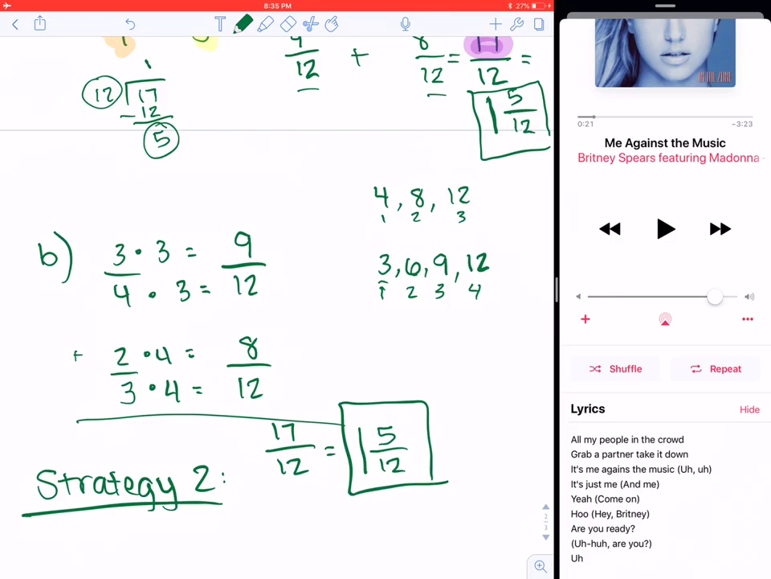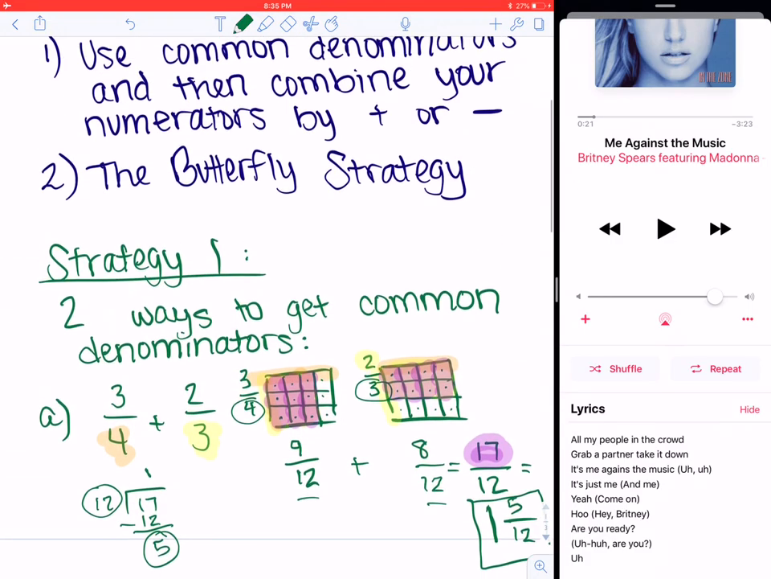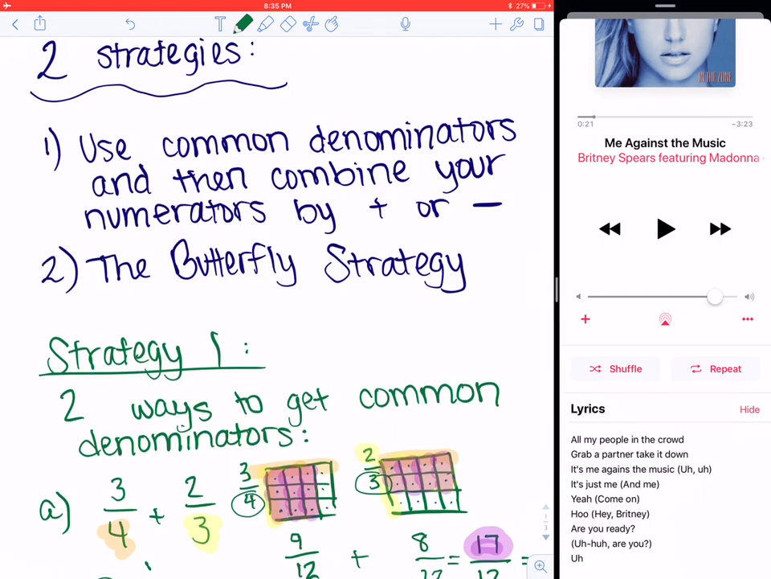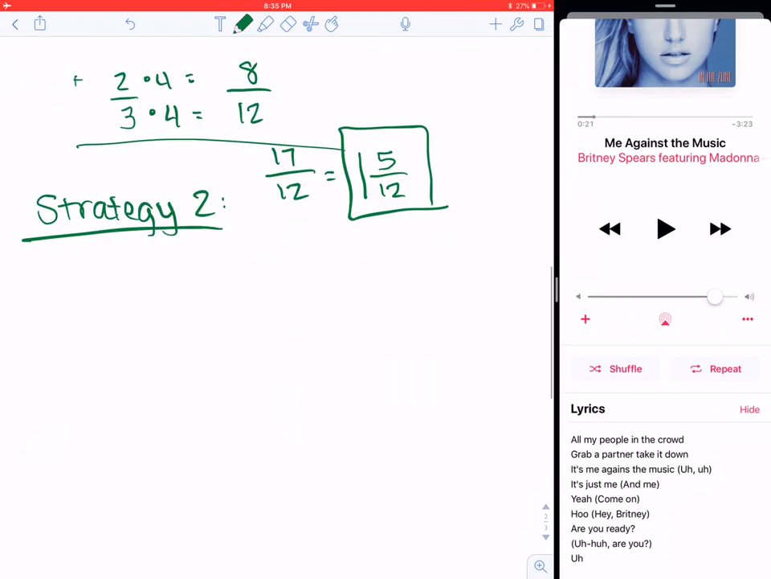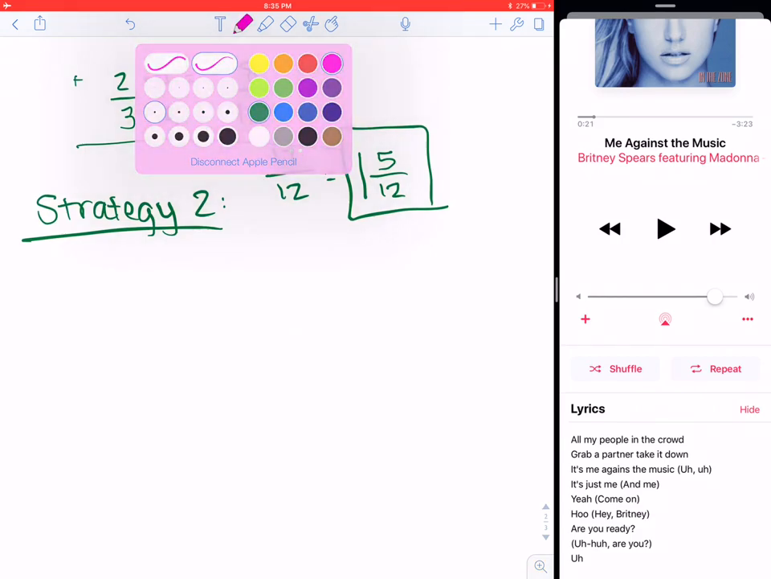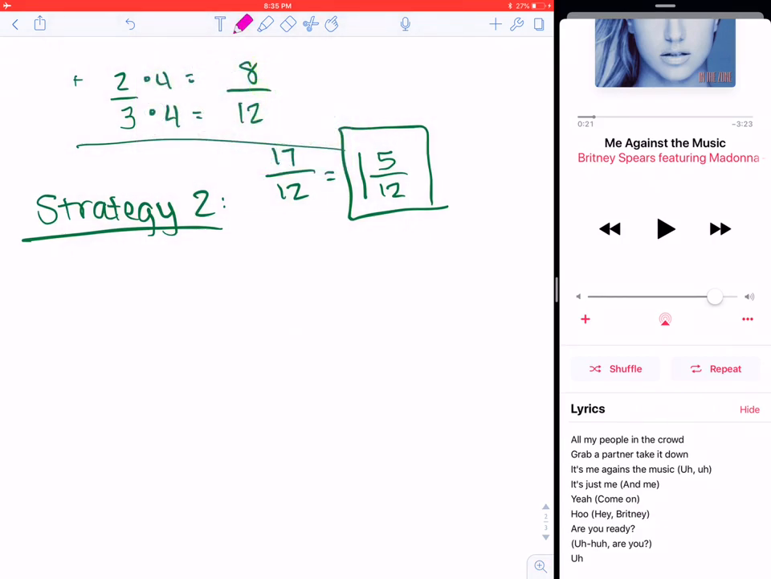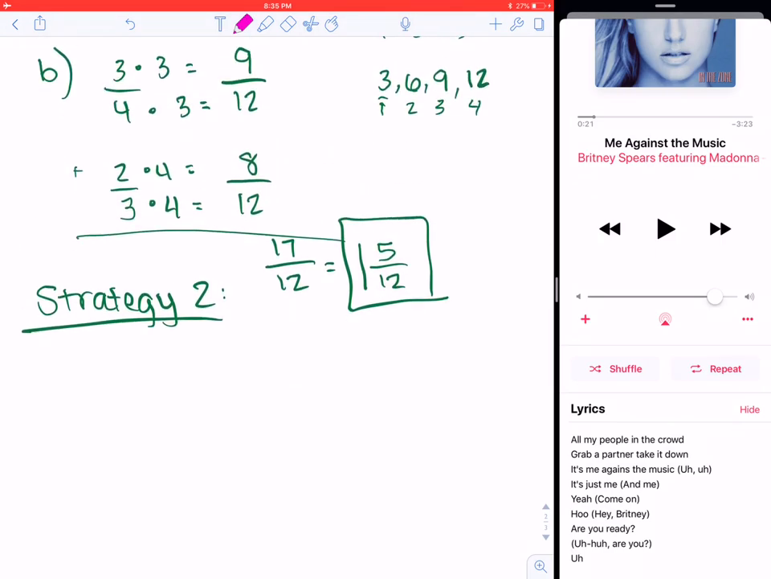Okay, what if you don't necessarily want to use the common denominator strategy? I have for you what I like to call the butterfly strategy. I know. Let's fly away. All right, the butterfly strategy, let's do in pink because it's beautiful, like butterflies. Let's choose the same numbers, just for the sake of choosing the same numbers to show you that it works. So I have 3/4, and I'm adding 2/3.